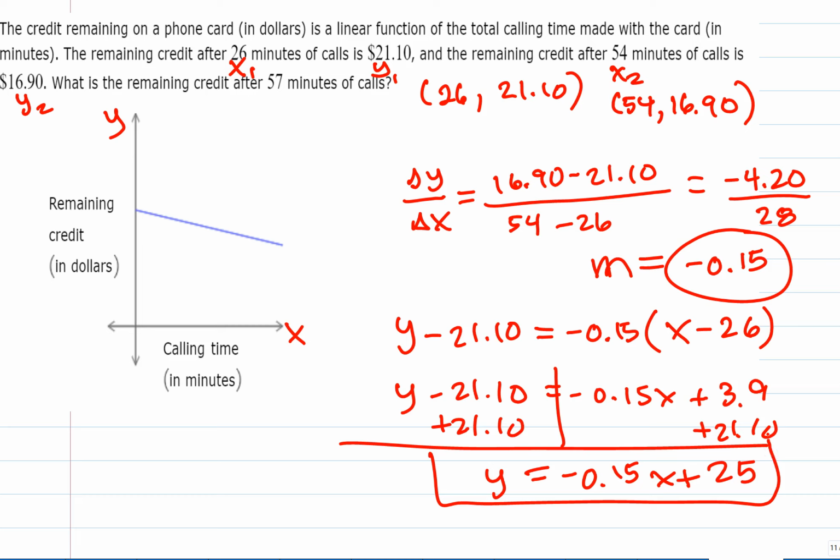Did we answer the question? Did they say write the equation and you're done? Freaking A, what do I have to do now? What's the remaining credit after, what is that 57 minutes? Look at the picture. What's 57 minutes? They gave me another x at the end. I now have an equation and I have an x. Can you solve for y?